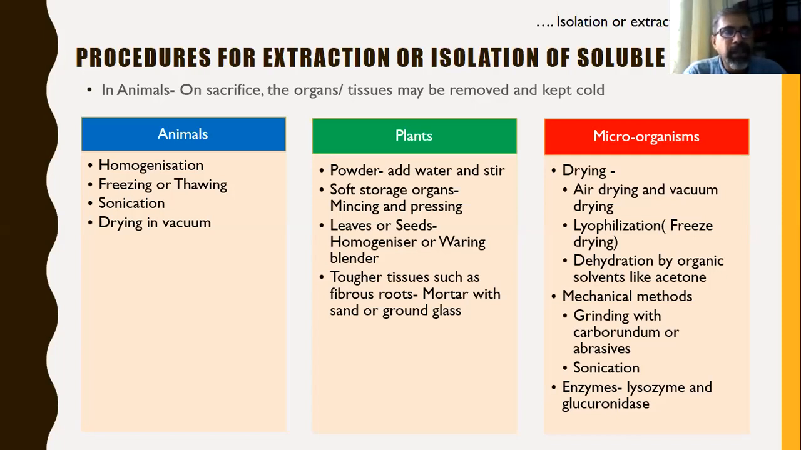Homogenization, as you may be aware, involves an instrument known as a homogenizer. In this homogenizer, the soft tissues are crushed, and due to this crushing, the tissues get broken down and the contents are released. After this, the matter can be centrifuged to separate out the soluble components.